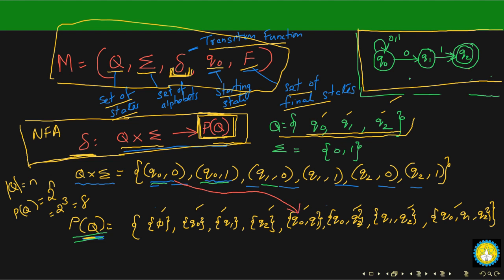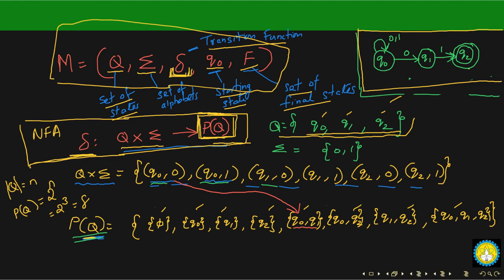Because I can either stay at Q0 itself or I can go to Q1. That's the mapping of (Q0, 0). So let's look at what's going to happen for (Q0, 1). For (Q0, 1), the transition is defined on Q0 itself. There is no other definition, right? So (Q0, 1) is going to be Q0 itself.